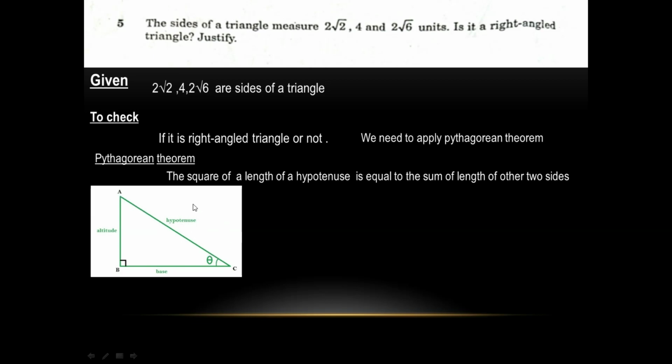So the Pythagorean theorem indicates the square of the length of the hypotenuse is equal to the sum of the squares of the other two sides, this one and this one. So the formula of the Pythagorean theorem is h square is equal to a square plus b square. In this, h is the hypotenuse, a is the altitude and b is the base.